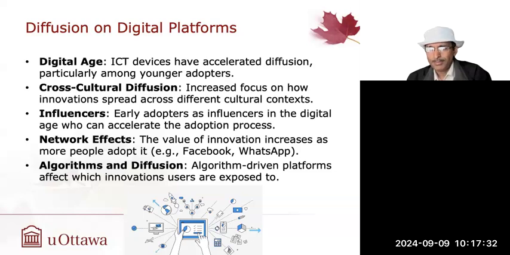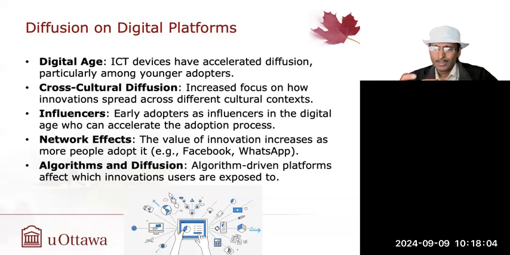So think about Facebook as an innovation of 2006. And now Facebook is one of the world's leading social media network companies. The more people involved in this network, in this software, the more the value of Facebook is growing. And WhatsApp is there. There are so many other things like this. Algorithms and diffusion are influencing the innovation adoption process.